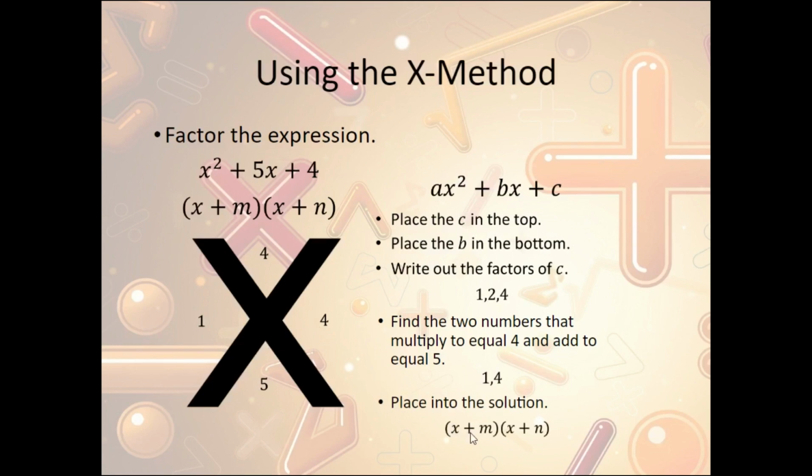Then I'm going to place those two values into the solution. So I start with x plus m times x plus n. I'm going to plug 1 in for one of them and 4 in for the other one. So I get x plus 4 times x plus 1. And that would be my solution.